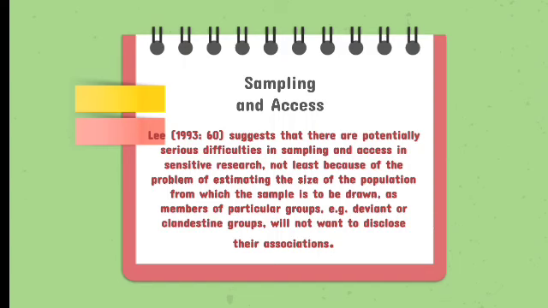Accordingly, Lee 1993:60 suggests that there are potentially serious difficulties in sampling and access in sensitive research, not least because of the problem of estimating the size of the populations from which the sample is to be drawn, as members of particular groups, deviant or clandestine groups, will not want to disclose their association.